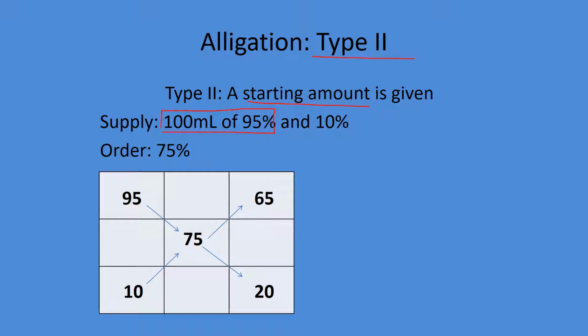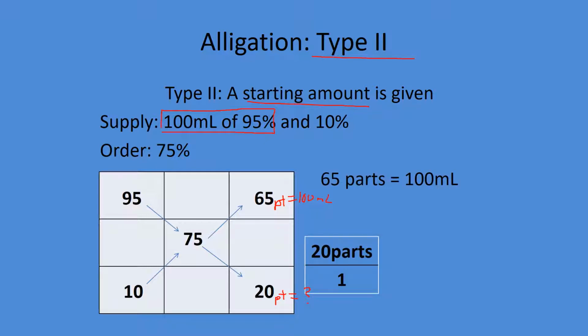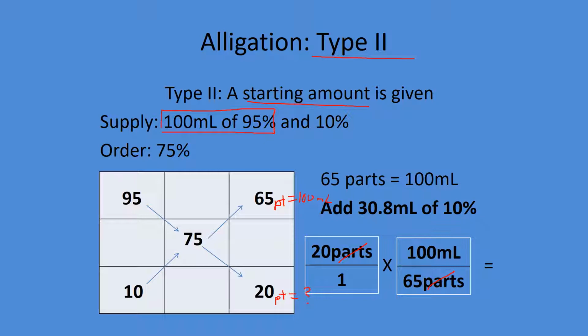In this case, it's over here. So these are 65 parts. We know that that must equal 100 mLs. So the 20 parts we'll solve for. 20 parts, multiply by our conversion factor. And we find that for the 10% solution, we'll need to use about 30.8 mLs. So how much total can you make here of 75%? So you add in the starting volume of the 95%, and you add to that the 10% volume.